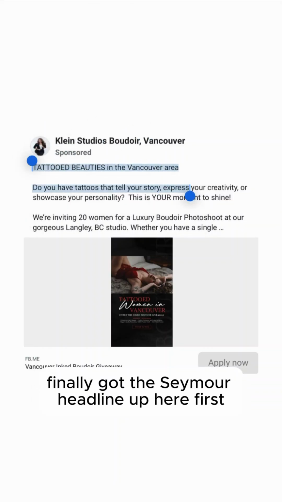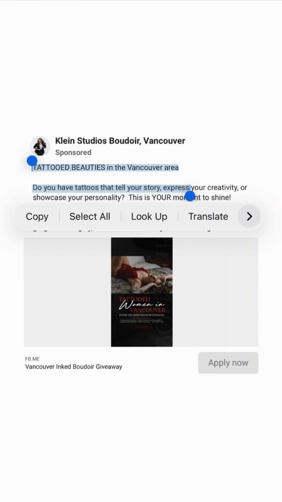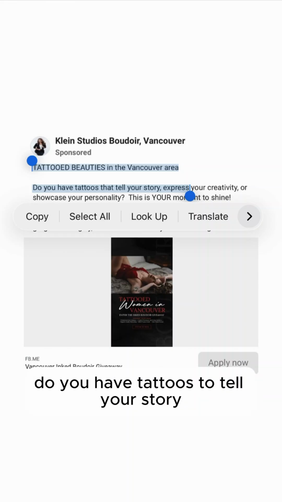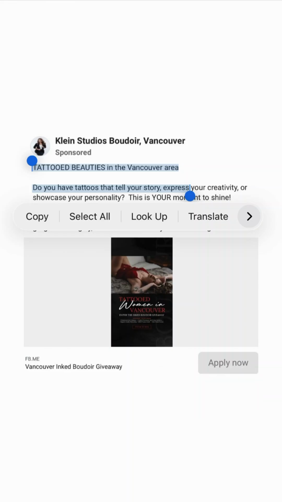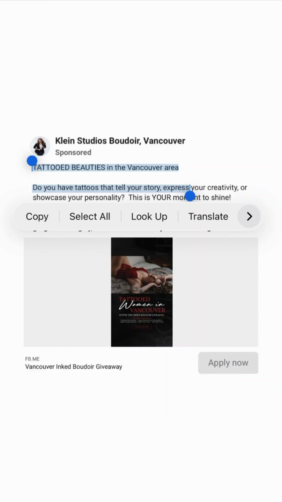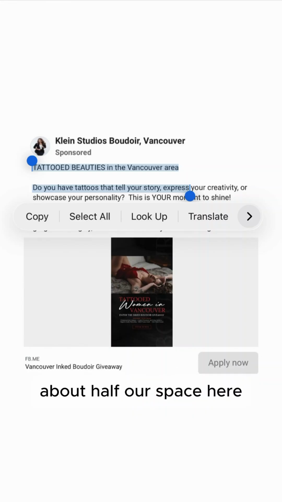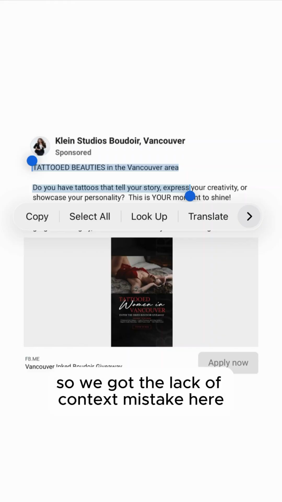Finally, got the See More headline up here. First 2 3/4 lines, Facebook mobile news feed. Tattooed beauties in the Vancouver area. Do you have tattoos that tell your story? All right, that is nice and specific. But we're literally wasting more than about half our space here because it's blank. So we had the lack of context mistake here.